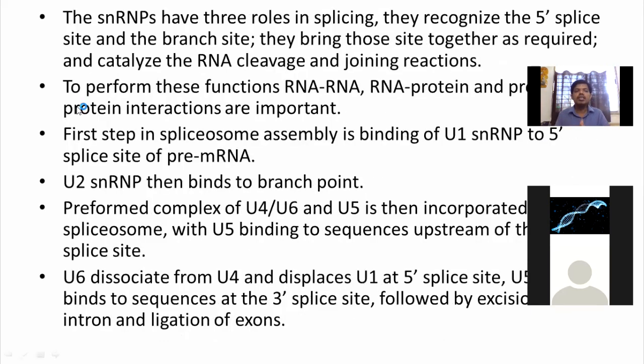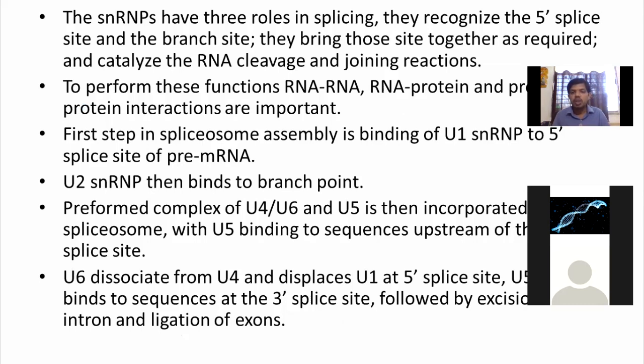So these snRNPs have 3 roles in splicing. Whatever the snRNP, what does snRNP mean? The RNA and the protein molecules. So this complex, the small nuclear RNA and the protein complexes, have 3 roles in splicing. They recognize the 5' splice site and the branch site, they bring those sites together as required, and they catalyze the RNA cleavage and joining reactions.